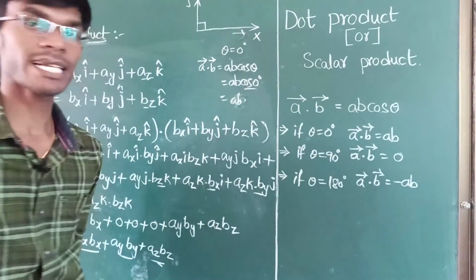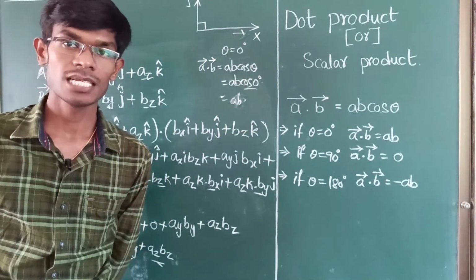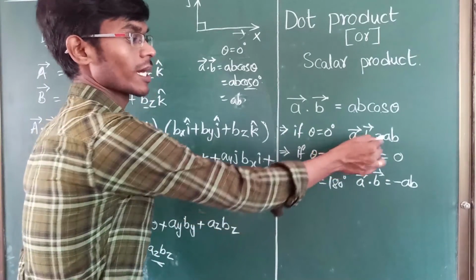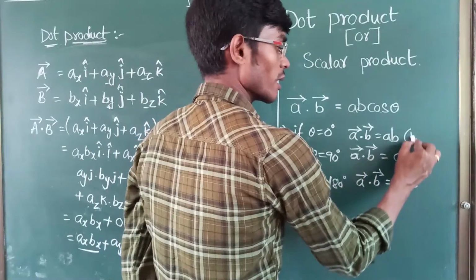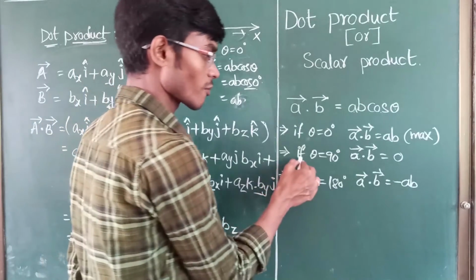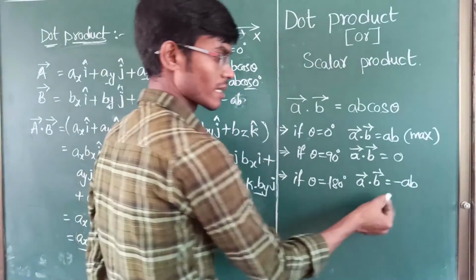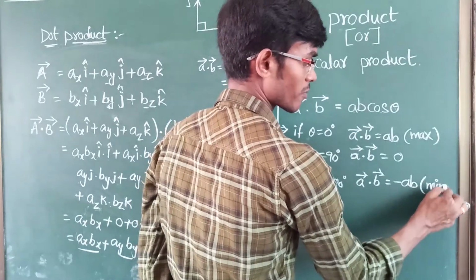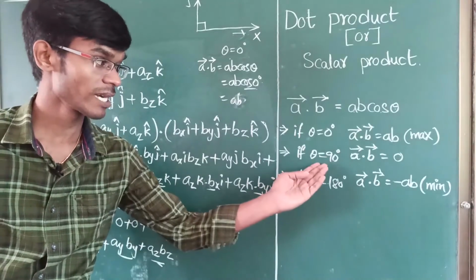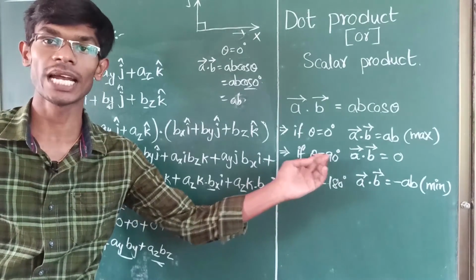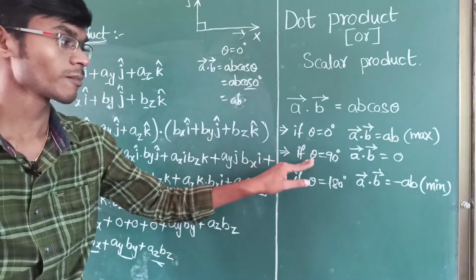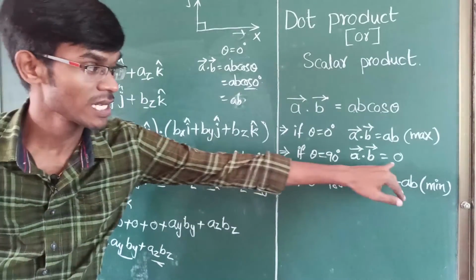So in which case are we getting the dot product as maximum? If the angle between the two vectors is equal to 0 degrees, we are getting the dot product as maximum. So if theta is 0 degrees, the dot product is maximum. If theta is equal to 180 degrees, the dot product is minimum. When the angle between the two vectors is equal to 90 degrees, or if two vectors are perpendicular to each other, then the dot product will be equal to 0.